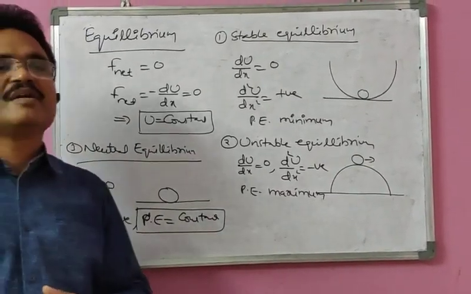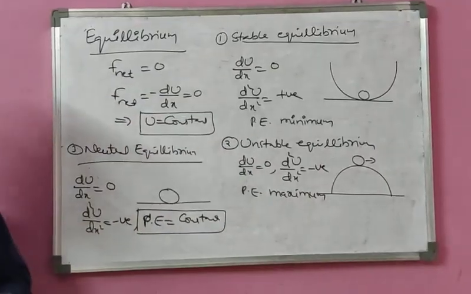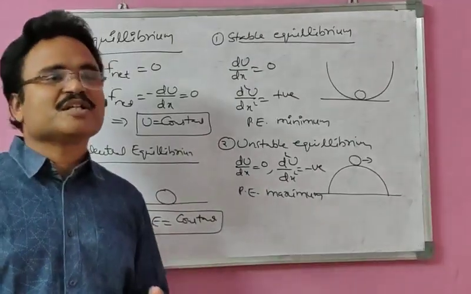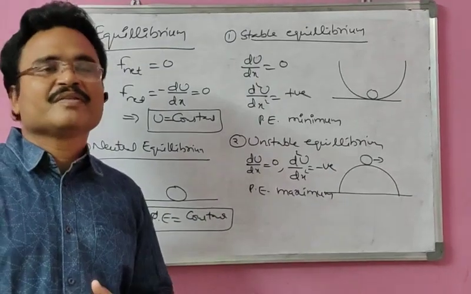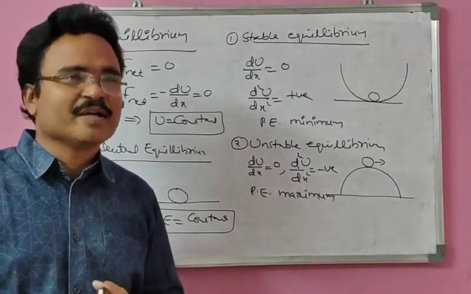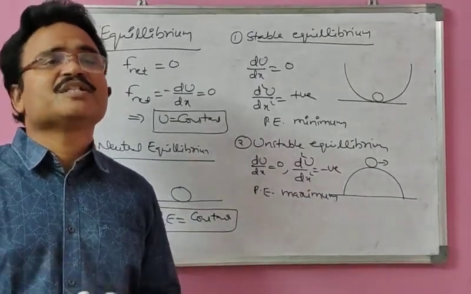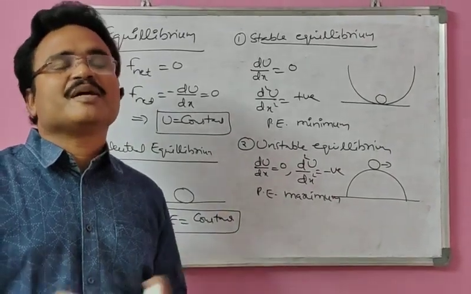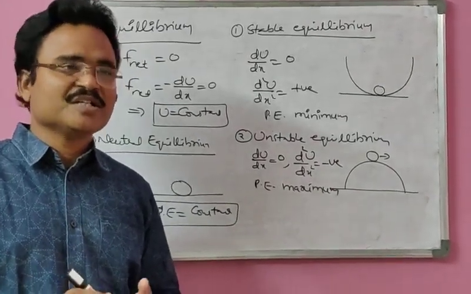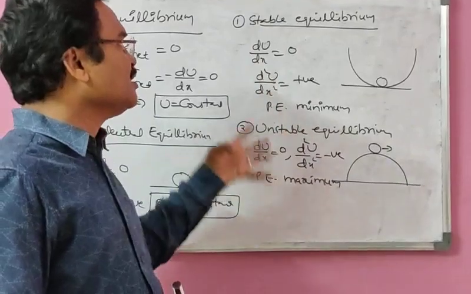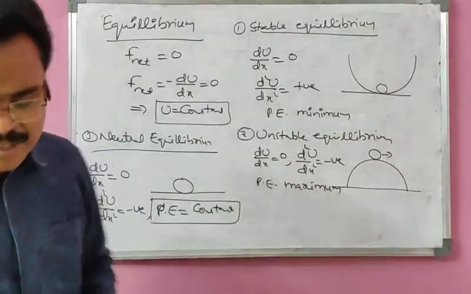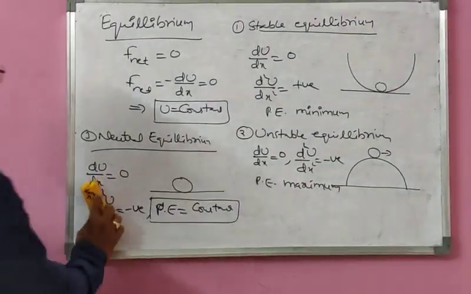So normally equilibrium is decided by the value of the potential energy here. If the potential energy is a minimum, then that body is said to be most stable. If the potential energy is maximum, the body is in an unstable condition. Okay, so these are the three states of equilibrium decided by potential energy.